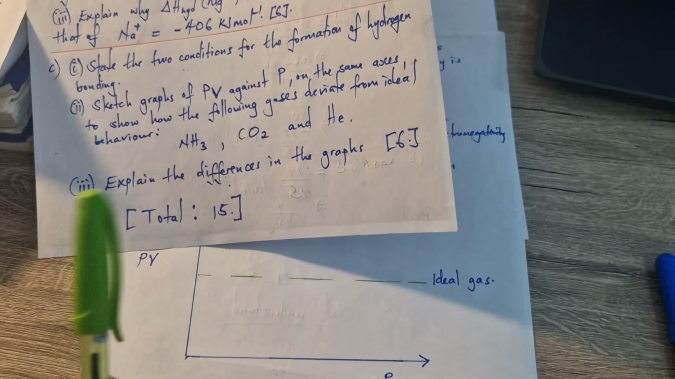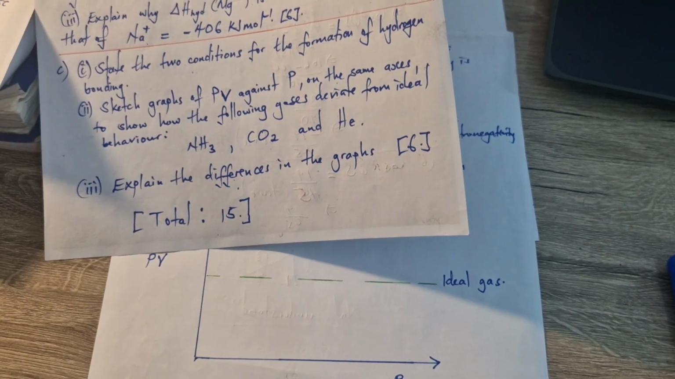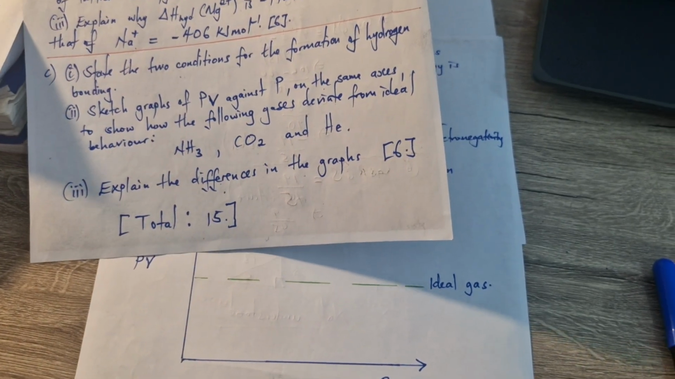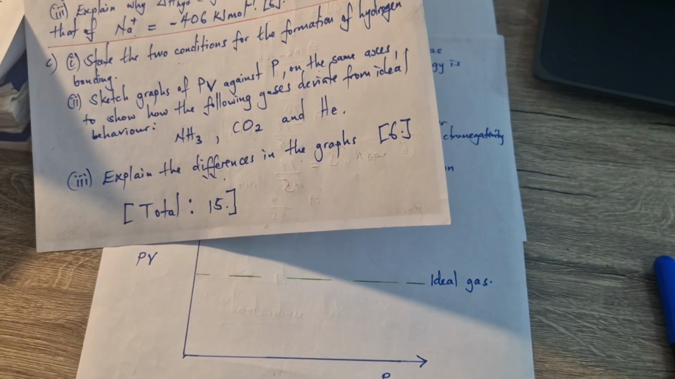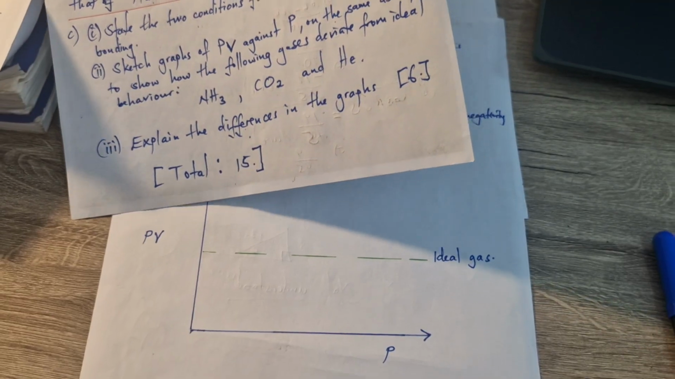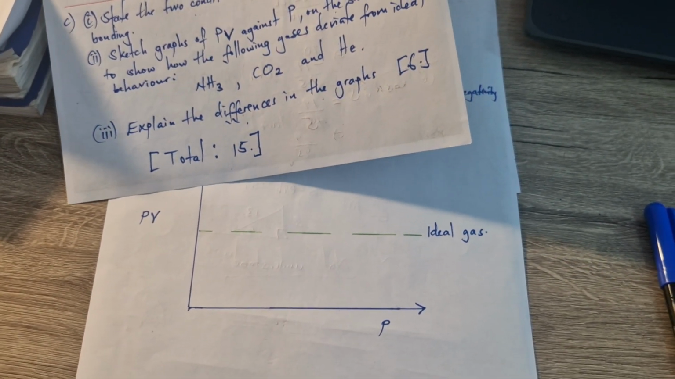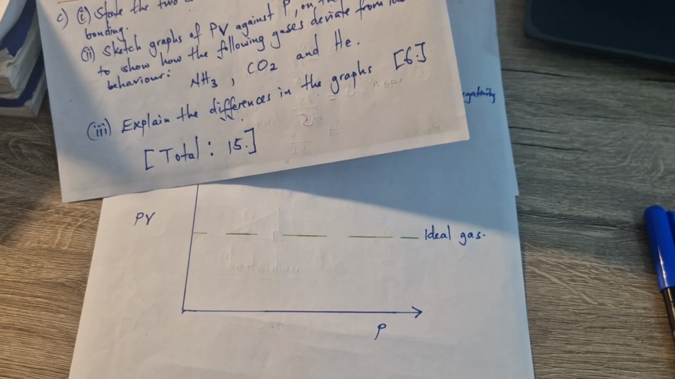So helium, we know it. Then carbon dioxide, there is bonding. Then in ammonia there is bonding, so automatically we know the forces of attraction in each gas shown.